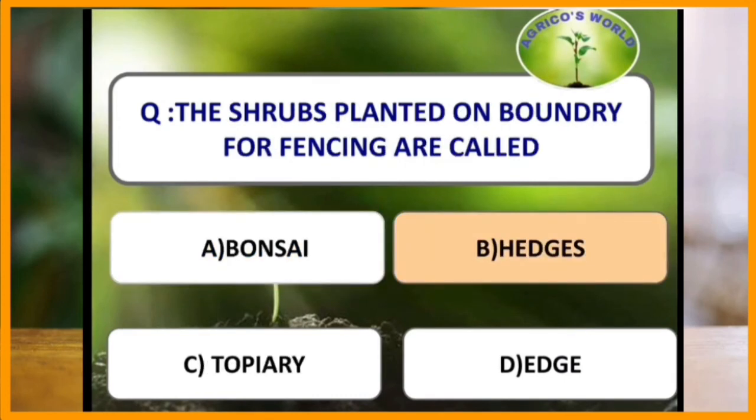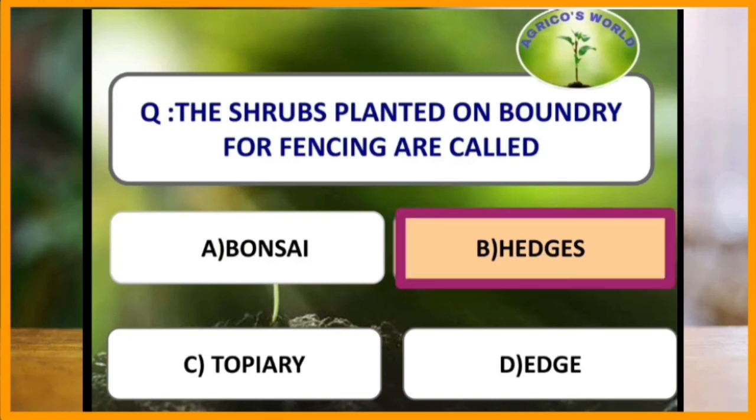The shrubs planted on boundary for fencing are known as? When low growing perennial plants are grown as border, they are called edges. But when shrubs are planted on a boundary for providing fencing, those are called hedges. Bougainvillea, Karonda, Mehendi, Clerodendron are some examples of hedges, and these are useful for ornamentation and for protection.